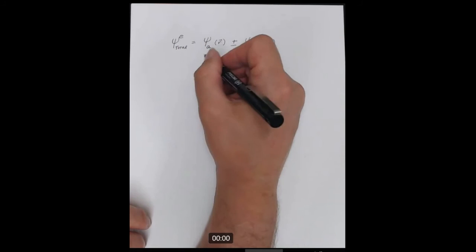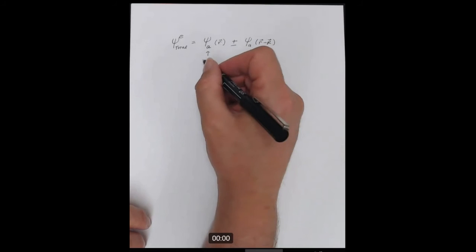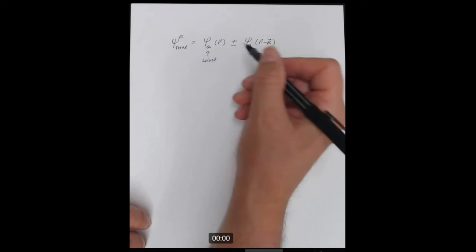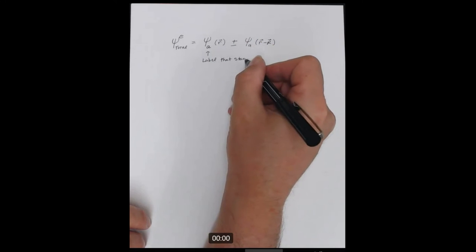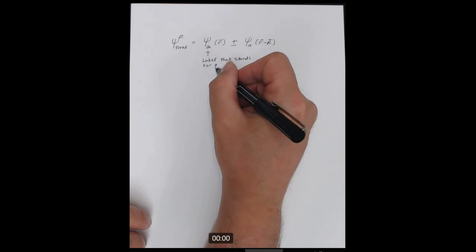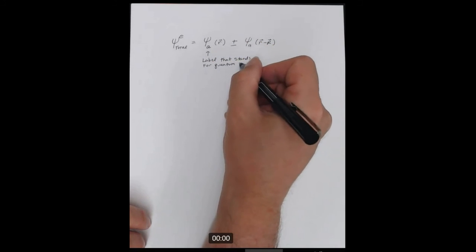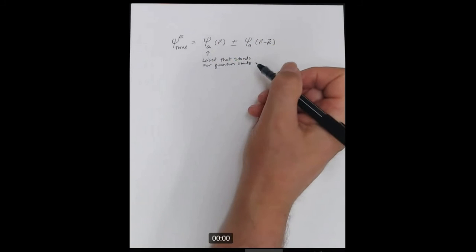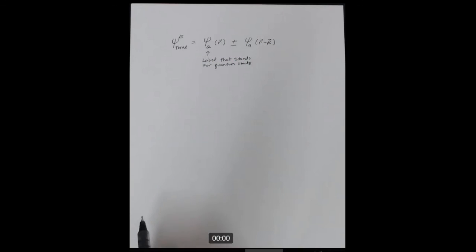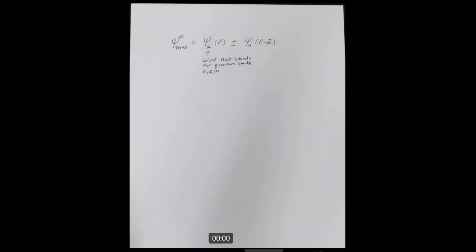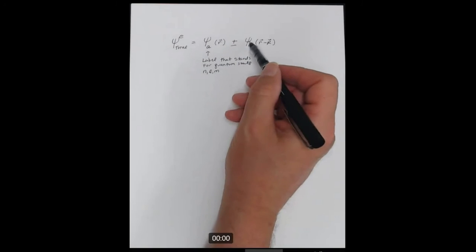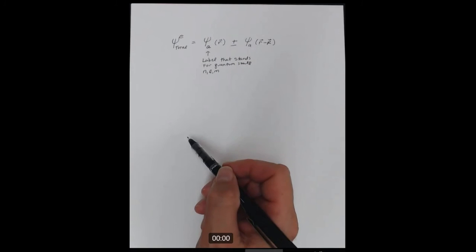Now, the subscript A is a label that stands for the quantum numbers. So it stands for the quantum state. You know, the quantum numbers n, l, m. Neglect spin for a minute. So we have this quantum state plus or minus this wave function.